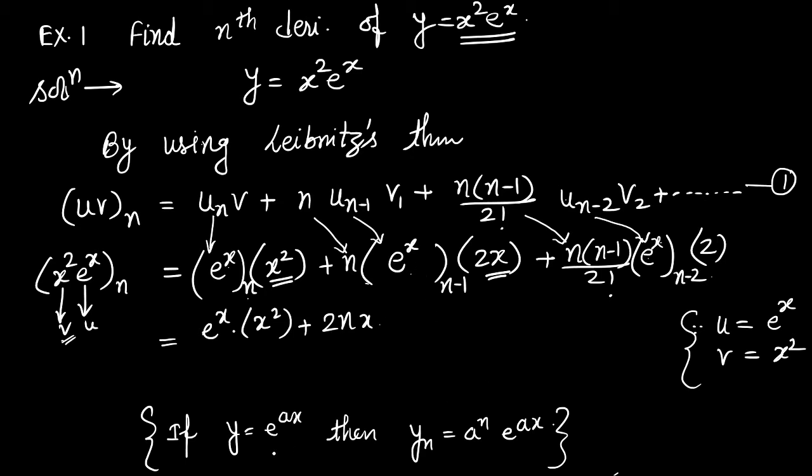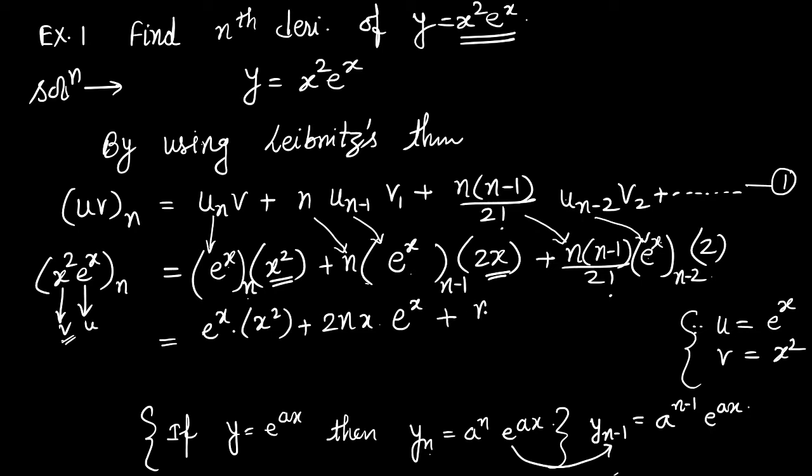Then here the n minus 1 derivative. Suppose y_n equals this value, then y_(n-1), that means n is replaced by n minus 1. Therefore we get a to the power n minus 1 e to the power ax. Now a value equals 1, therefore 1 to the power n minus 1, its value is 1. Then e to the power x as it is.